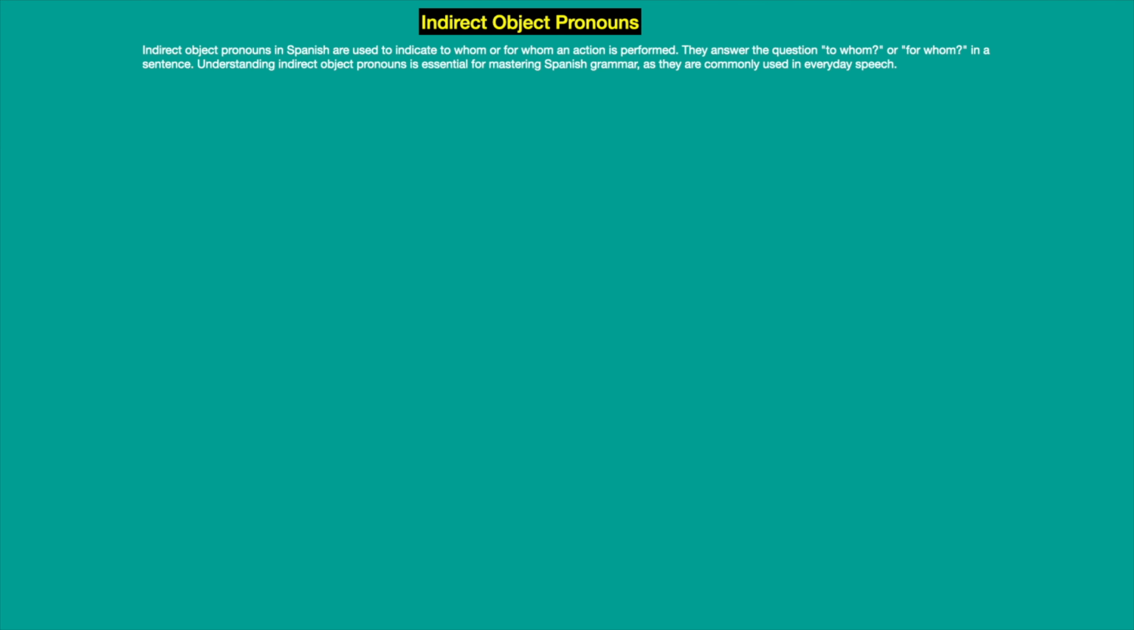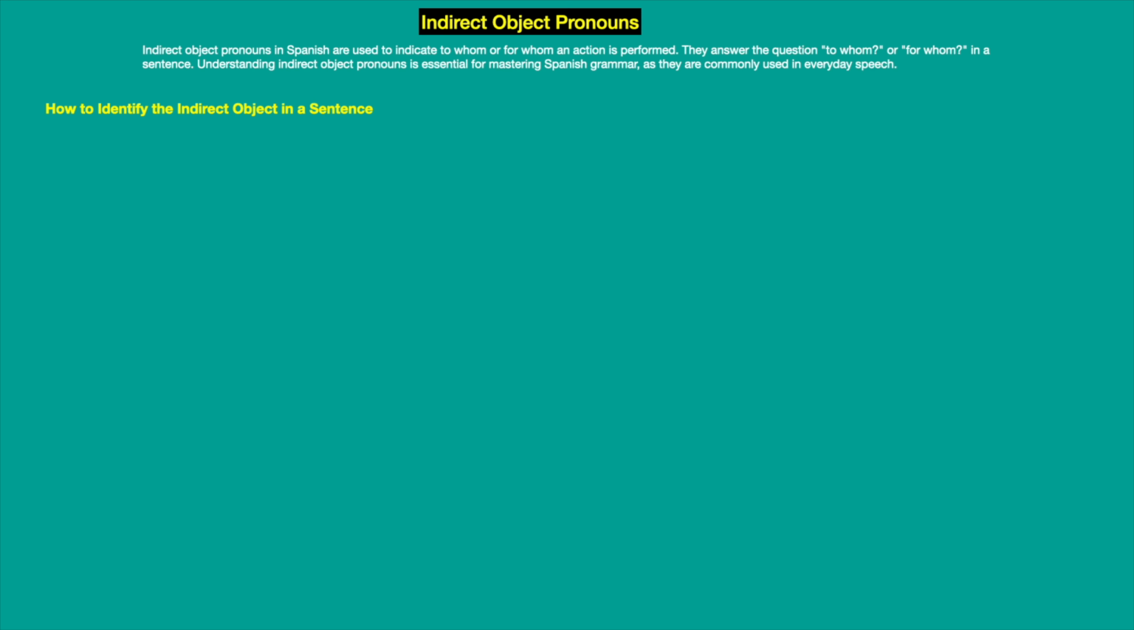All right, so now that we are on the computer, let's start with the indirect object pronoun. So what are the indirect object pronouns? Indirect object pronouns in Spanish are used to indicate to whom or for whom an action is performed. They answer the question to whom or for whom in a sentence. Understanding the indirect object pronoun is essential for mastering Spanish grammar, as they are commonly used in everyday speech.